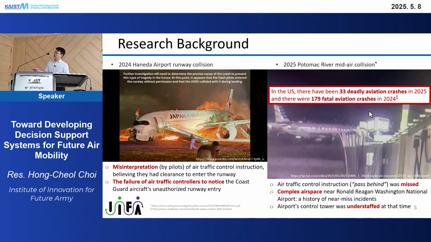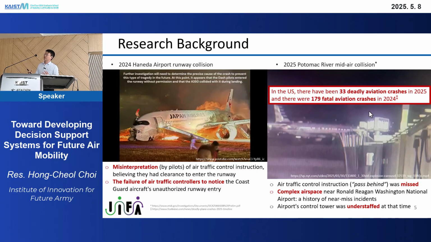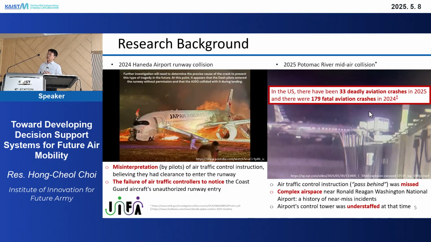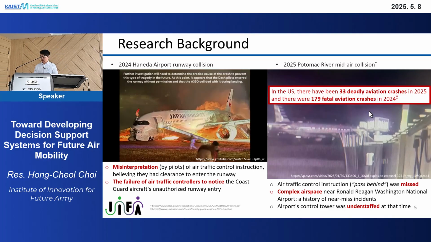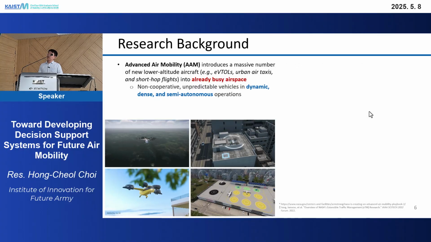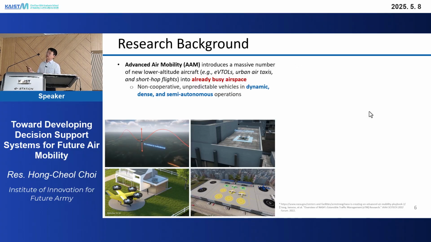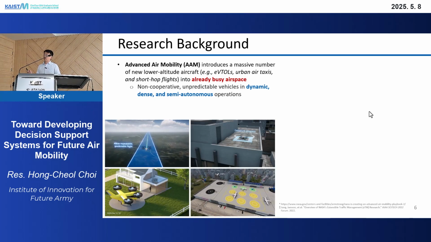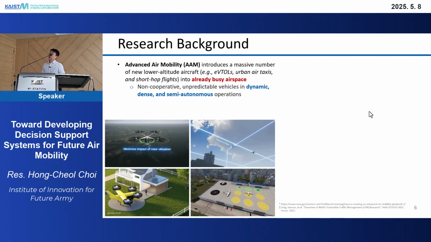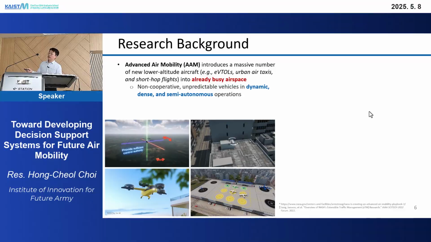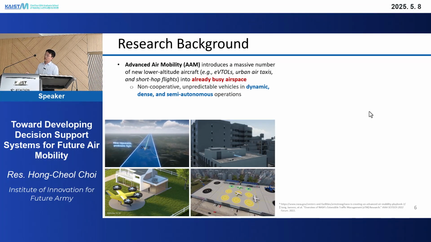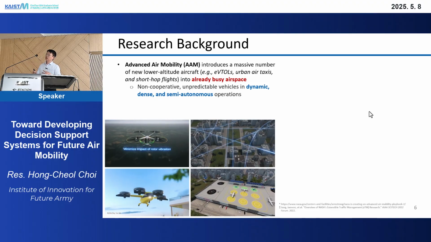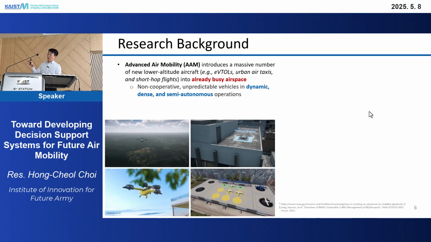Recent statistics show that there were still some aviation crashes even in 2025. So safety concerns come from these complex operations in busy airspace. And the other challenge is the new concept of operations, that is advanced air mobility or urban air mobility, proposed by NASA and the FAA in the US. In this concept, as you can see here, many drones, UAVs, or air taxis can be incorporated or integrated into the conventional airspace.